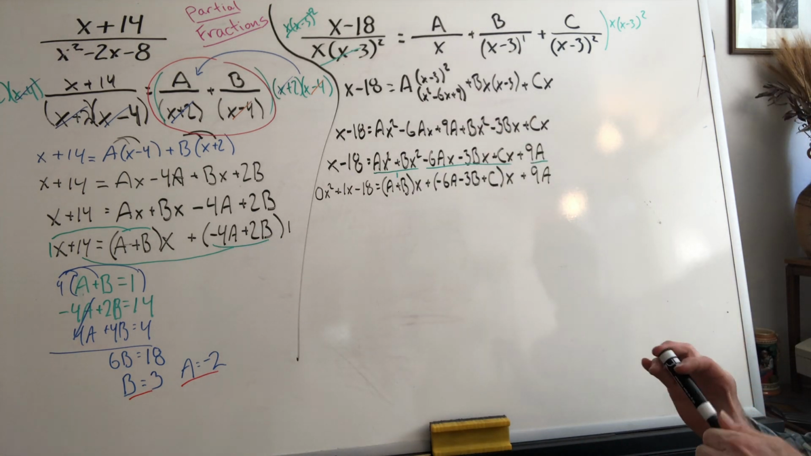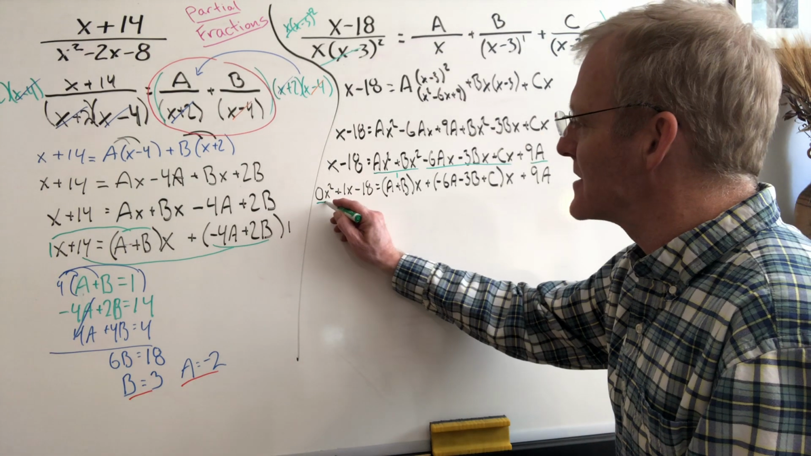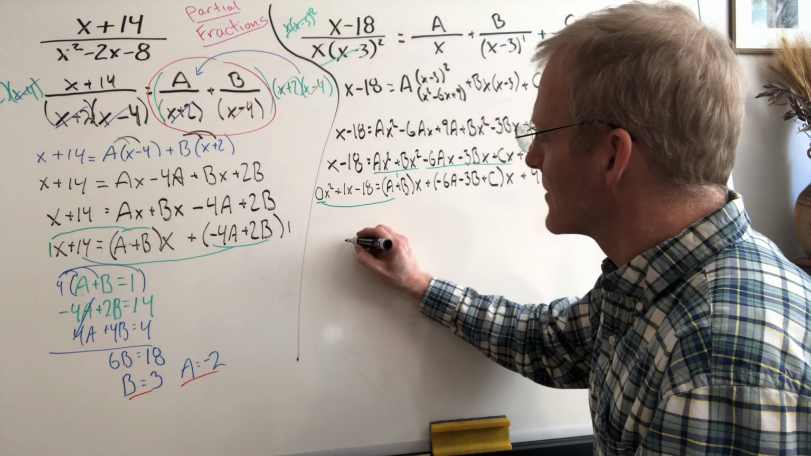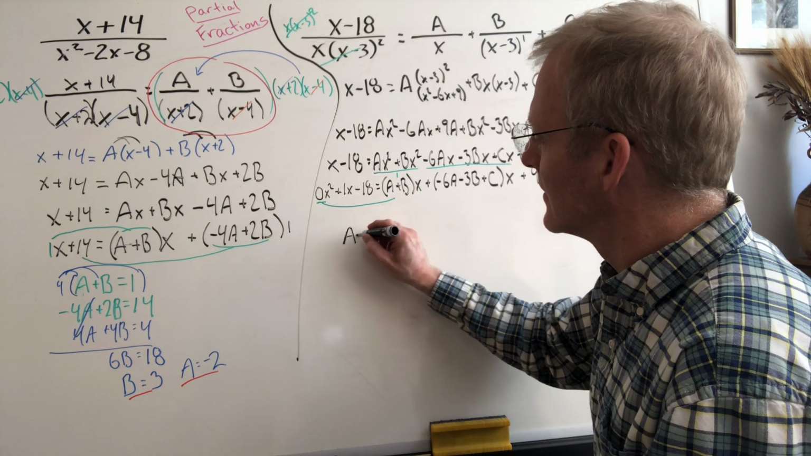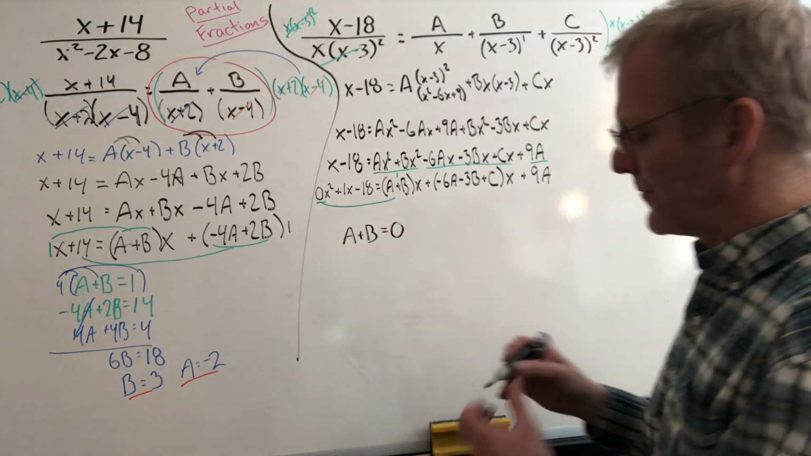Okay. Well, there's something I want to show you in a little bit. That's okay, it's a little shortcut. What do we have? We have that the 0 equals a plus b. So a plus b equals 0.